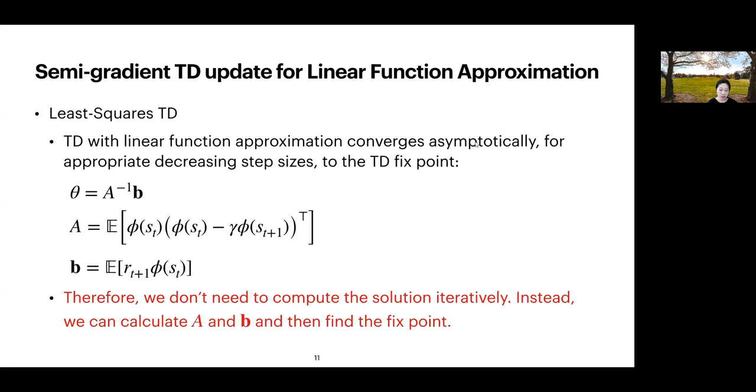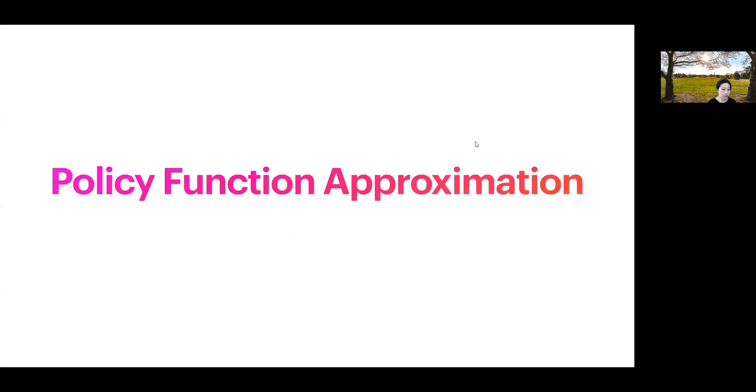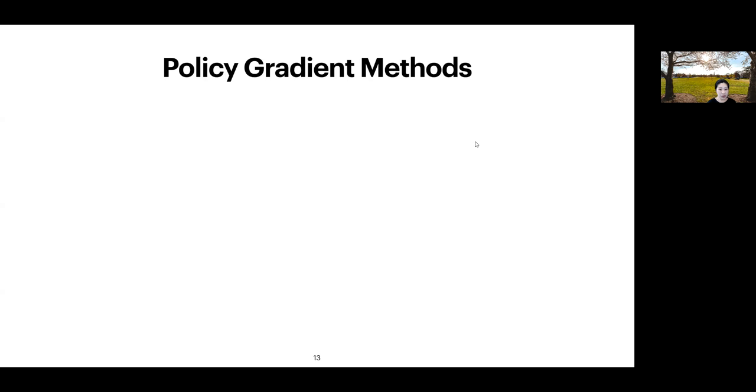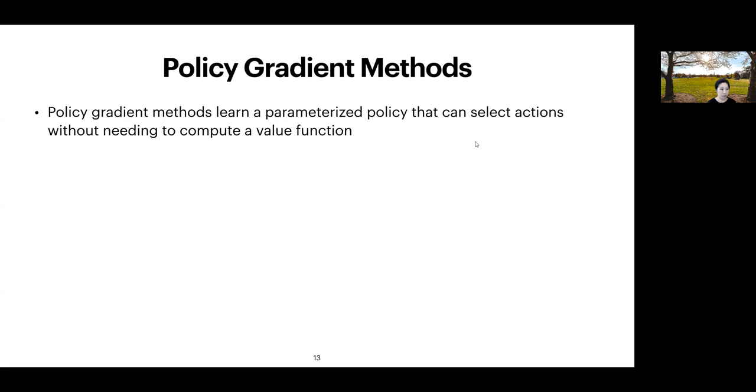Okay, wonderful. Let's move on to policy function approximation. We talked about value function approximation, and now it's policy function approximation. We will be starting with the policy gradient method that everyone has heard about. It's one of the most popular methods in reinforcement learning. Policy gradient methods essentially learn a parameterized policy. Again, I'm trying to make this as general as possible, so it would cover neural networks.